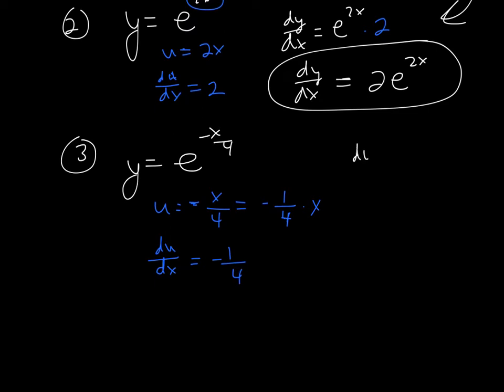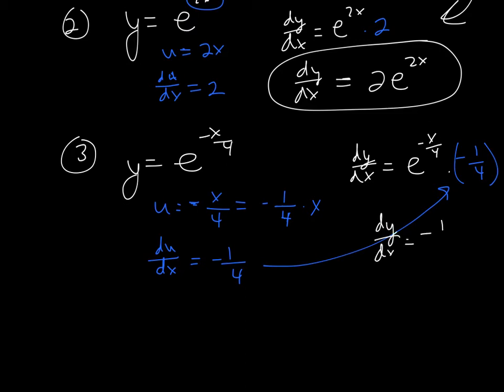Let's do my derivative. So dy dx is equal to e to the u, which is e to the negative x over 4, times du dx, which is this one, negative 1/4 is what I'm multiplying by. So altogether, dy dx equals negative 1/4 times e to the negative x over 4, or we might write that as negative e to the negative x over 4 all over 4, which is most likely how you will see it written.